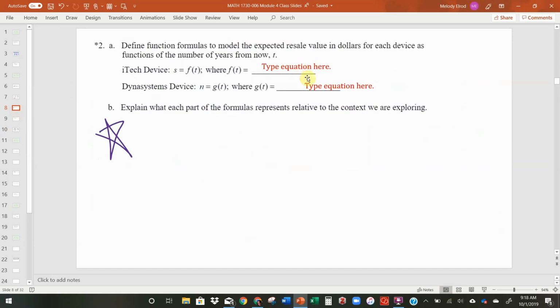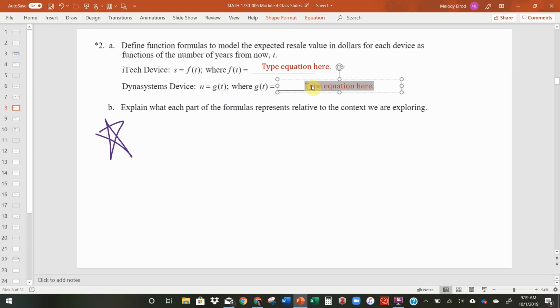So let's talk a little bit about the functions. At the end of class, I asked Section 6 to do this, and the other sections had actually already accomplished this by the end of class. But I want to talk about these equations. We were supposed to define a function that models the resale value in dollars for each device as functions of the number of years from now, which was t there. So we have n equals g of t, where g of t follows what rule? G of t is actually the easier one to start with, which is why I'm starting there.